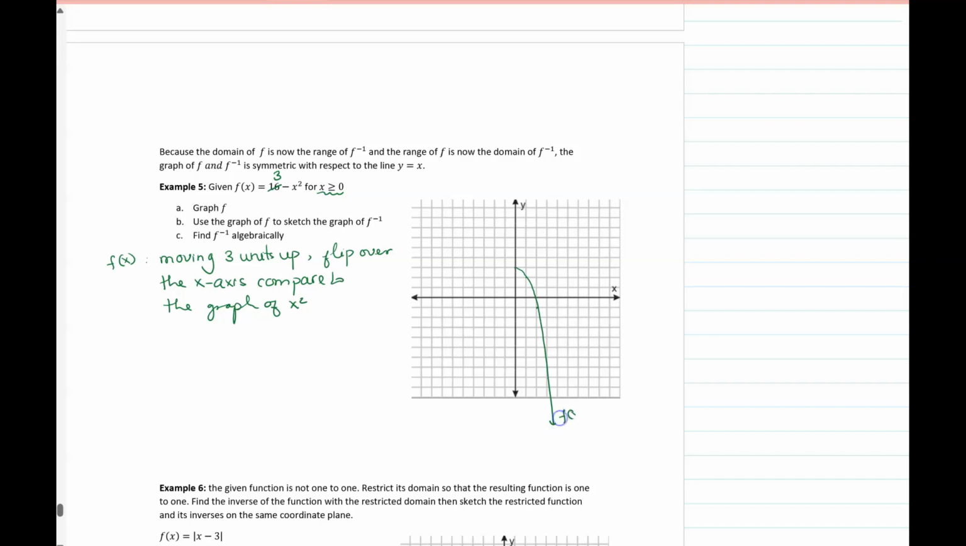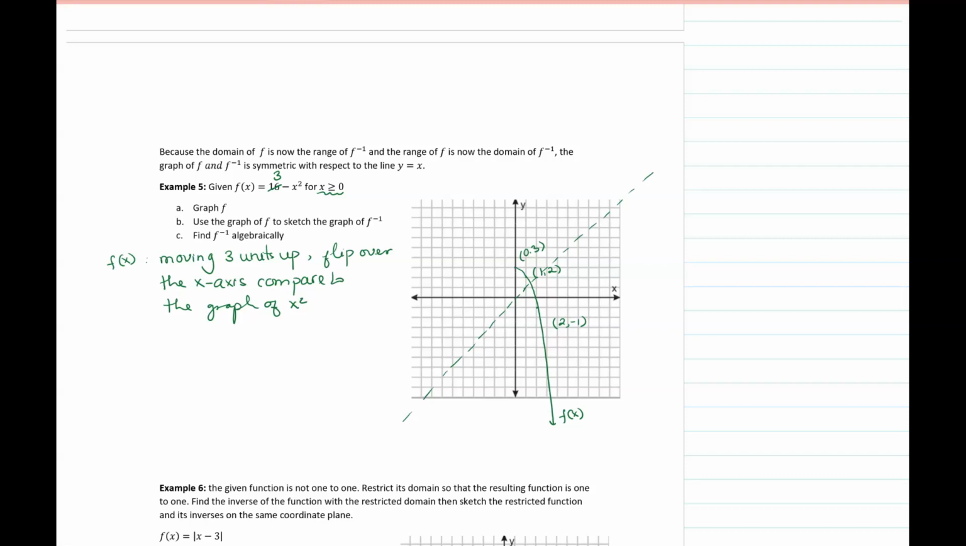So this is f of x. We want to use the graph of f of x to get the graph of f inverse of x, since it is symmetric with respect to the line y equal x. So let's do this labeling here. This point has the value of 0, 3. This point has the value of 1, 2. And this here is 2, negative 1.